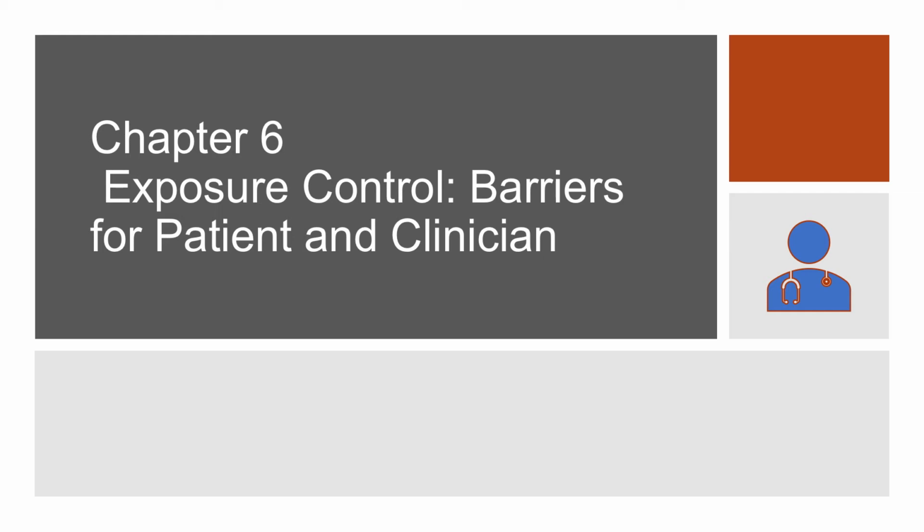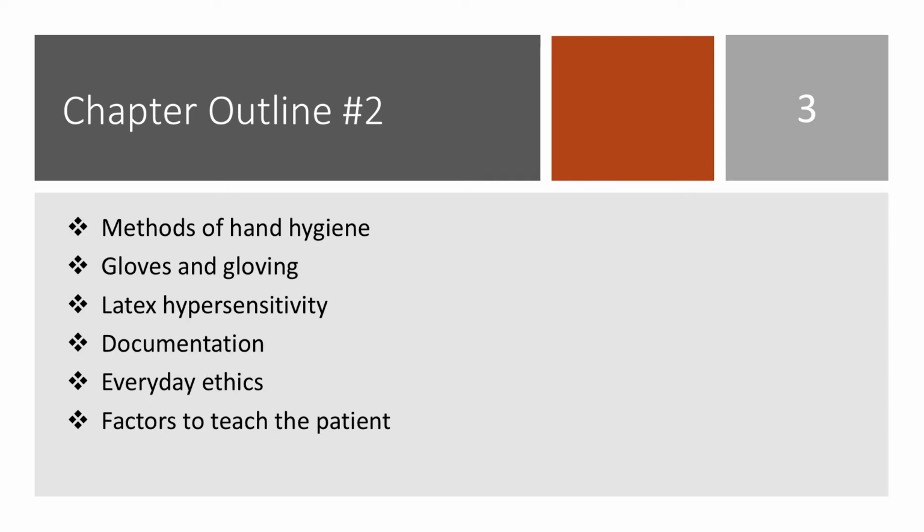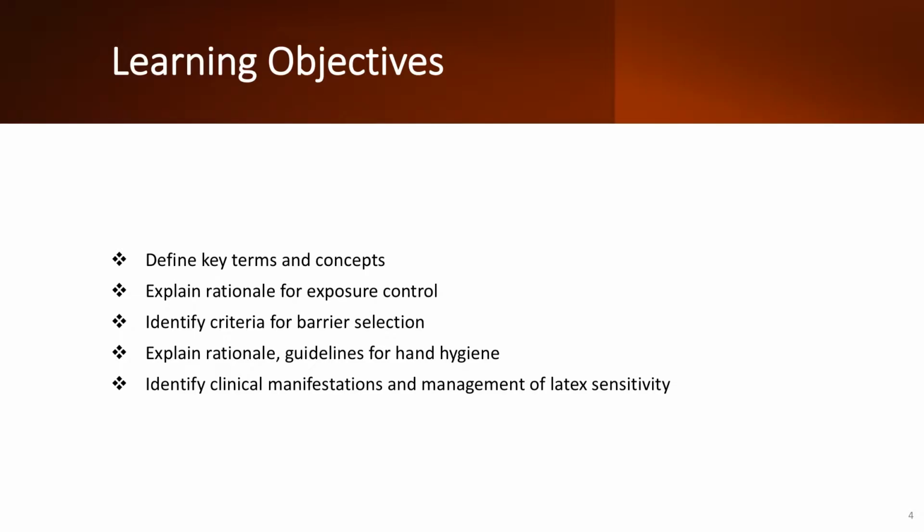Chapter 6, Exposure Control, Barriers for Patient and Clinician. In this chapter, we will be discussing infection control, personal protection for the dental team, clinic attire, use of face mask, respiratory protection, use of protective eyewear, hand care, hand hygiene principles. We'll also discuss methods of hand hygiene, gloving, latex hypersensitivity, documentation, everyday ethics, and factors to teach the patient.